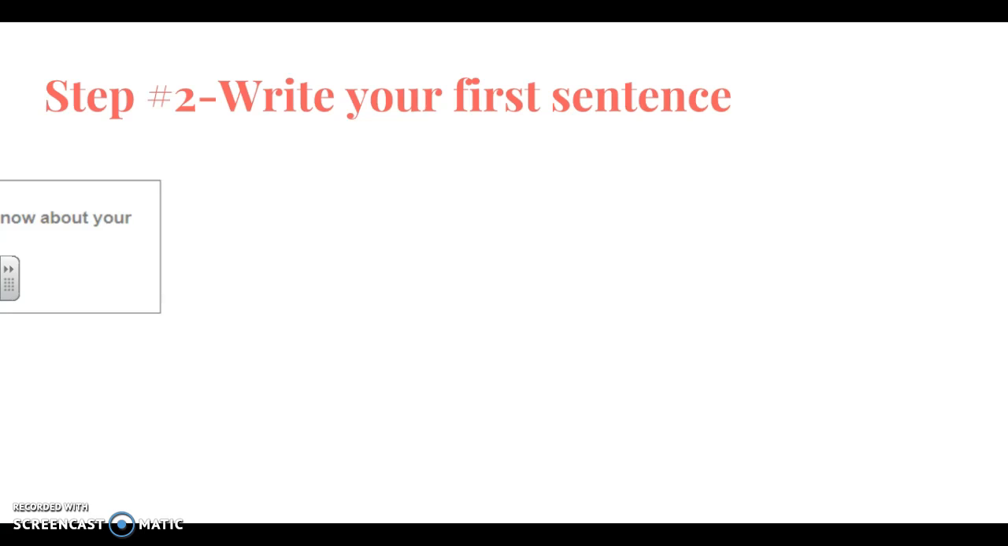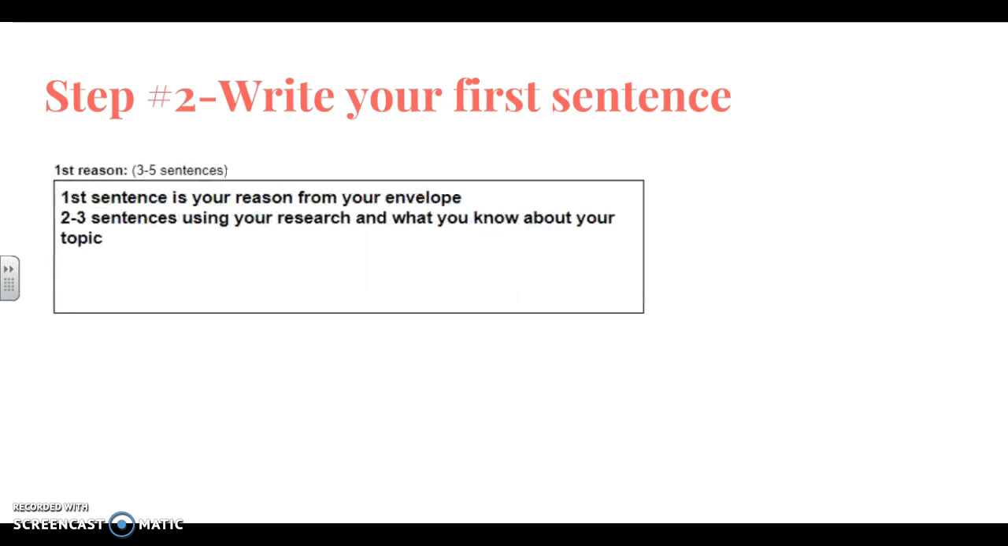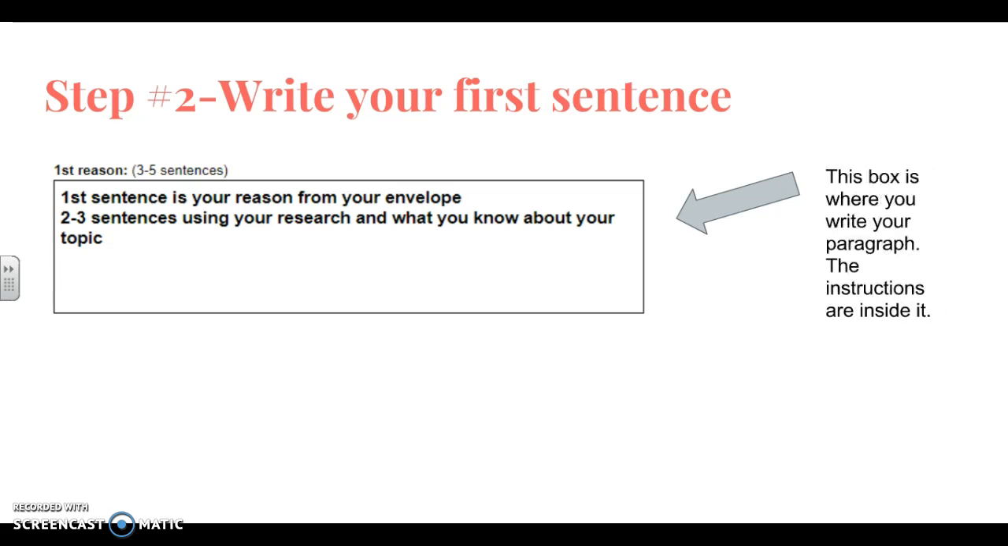So step number 2 is write your first sentence. So this is what you're going to see at first. This box is where you write your paragraph and the instructions are inside it. So right here it tells you your first sentence is your reason from your envelope, then 2 to 3 sentences using your research and what you know about your topic. And it could be 3 to 5 sentences. It's really going to probably be a little bit more than that.